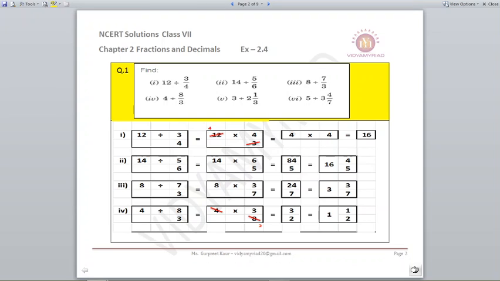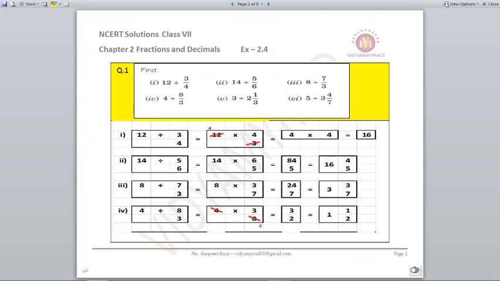Third part, 8 divided by 7 upon 3. So 8 multiplied by 3 upon 7. So 8 into 3 becomes 24 upon 7. Again it is an improper fraction. Divide it on your rough side and you will get your answer as 3 by 7.